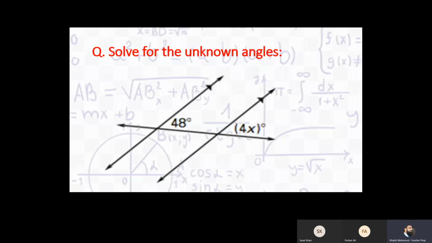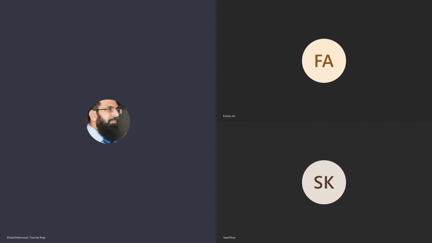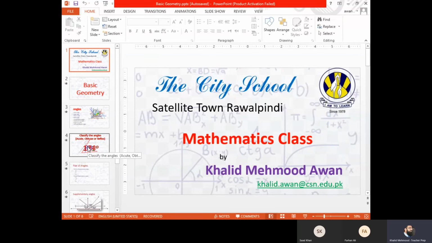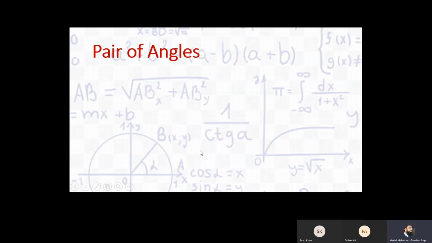This is what we have done. Previously, we were doing some of the topics related to basic geometry, and the same we'll be discussing today about basic geometry. Let's check it out. We have done till the concept of pair of angles.